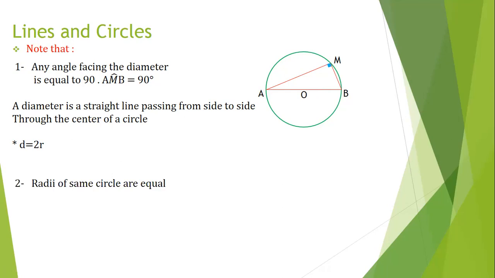Now we move on to the second point. The radii of the same circle are equal. Radii is the plural of radius. So OB is equal to OA equal to OC. Why is that? We can say that all these radii are congruent because all the points on the circle are at the same distance from the center.